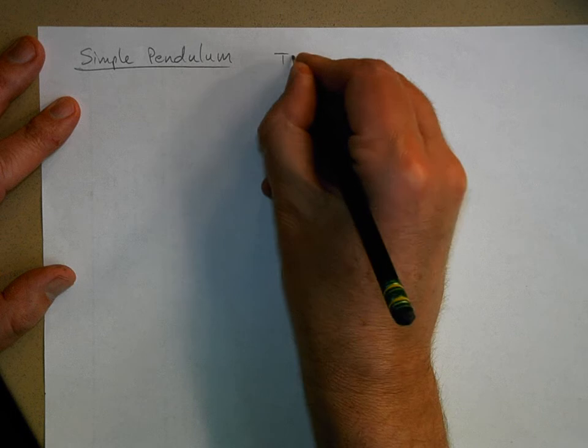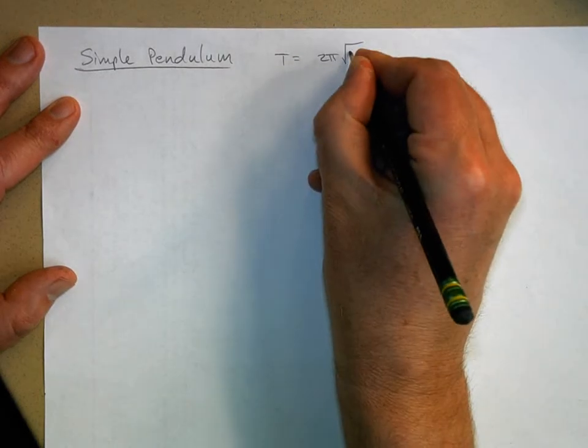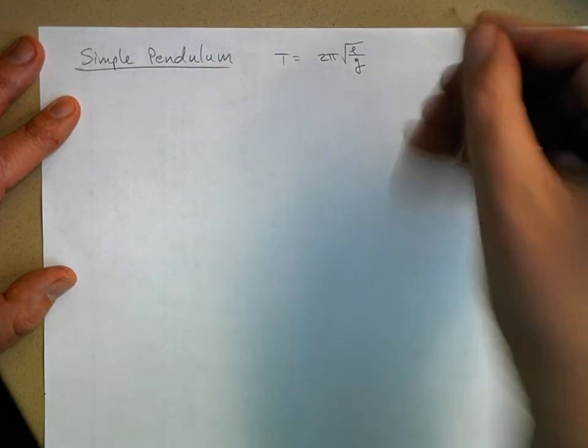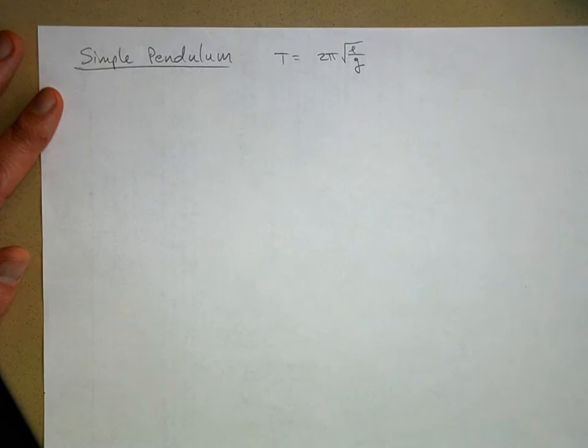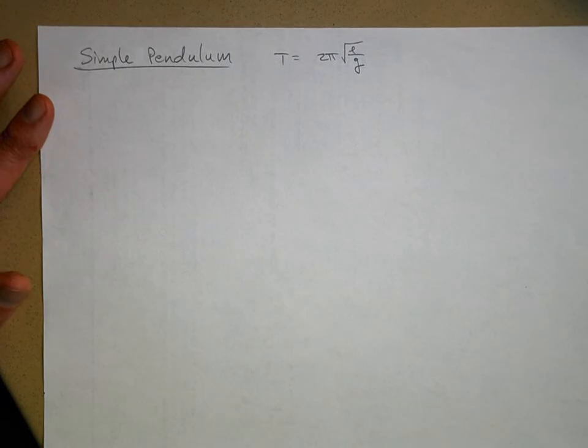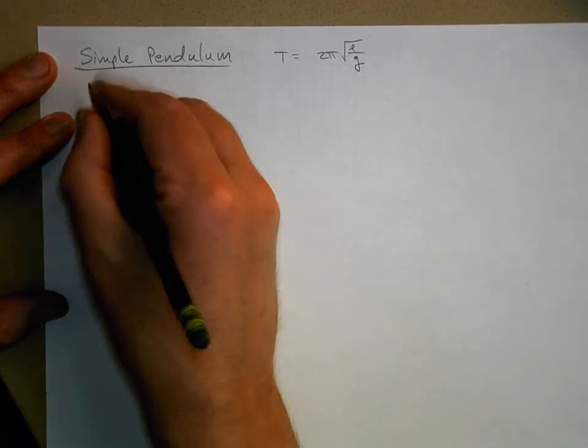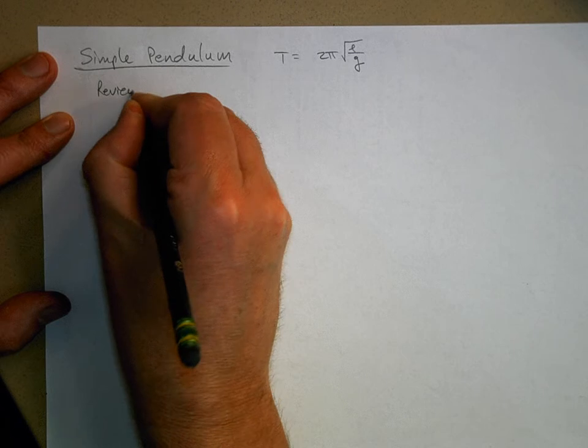Simple pendulums. Okay, and I want to show you why the period of a pendulum equals 2 pi times the square root of L over g. Why is this true? I just kind of stated it last time. That's all the time we had. So I really want to at least justify it. So we're going to do that by reviewing a little bit.